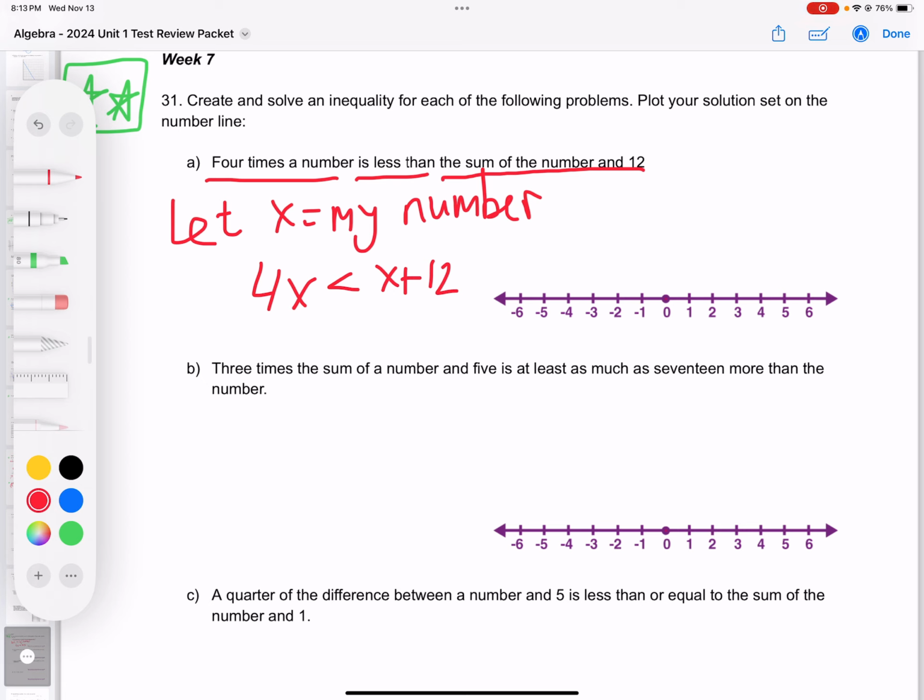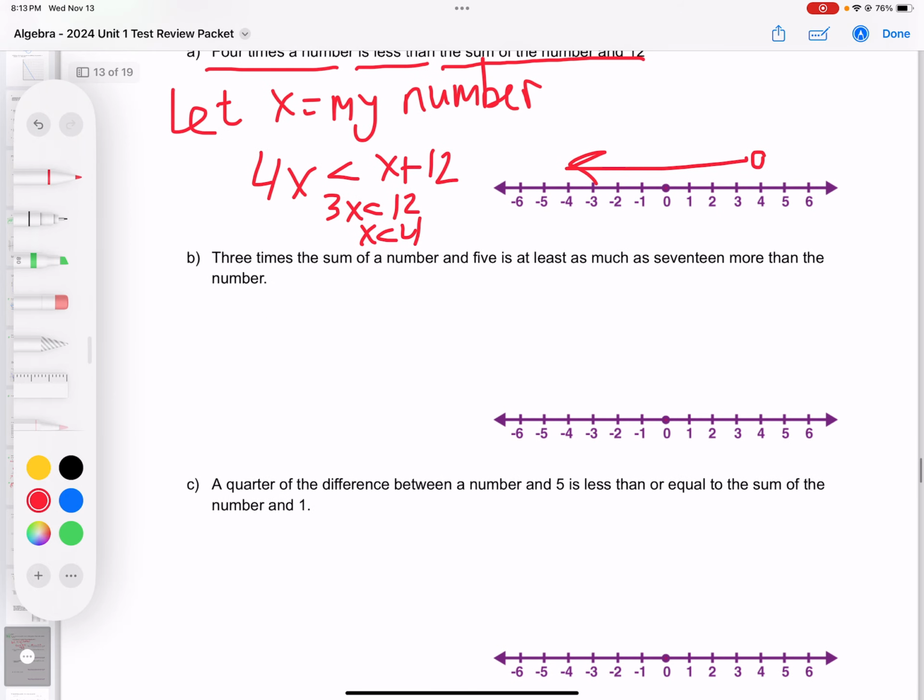I'm assuming, because there's no notes, that the stars are as a result of kind of the funky wording on these. You could subtract x, you could divide, and you get x is less than 4. Open circle, because 4 is not included in the solution set, as 4 is not less than 4. And then we are less than that. Next one, 3 times the sum, pausing right there. If we need to multiply a sum by 3, that means we want the addition to happen before the multiplication.